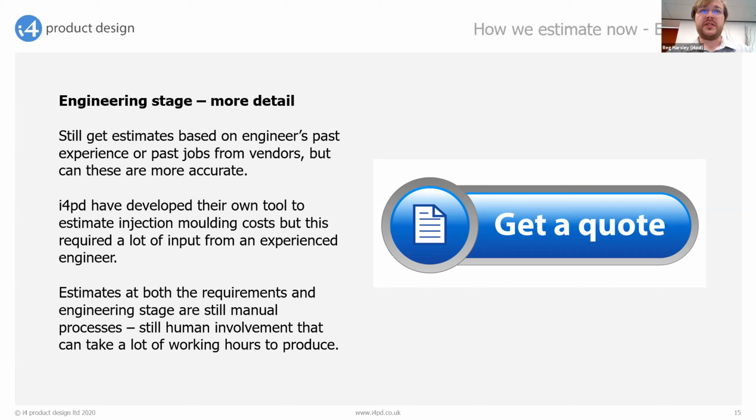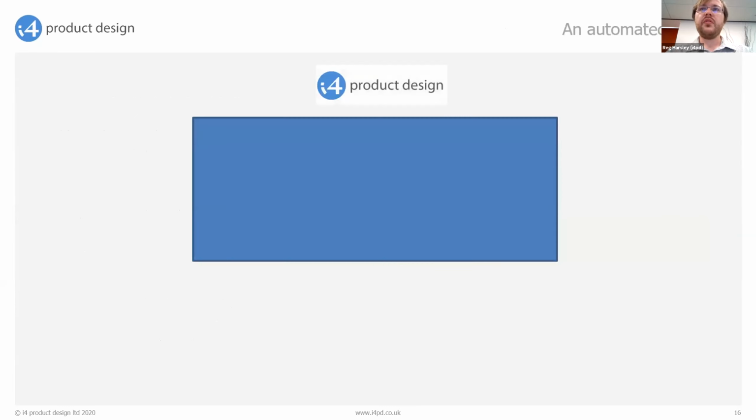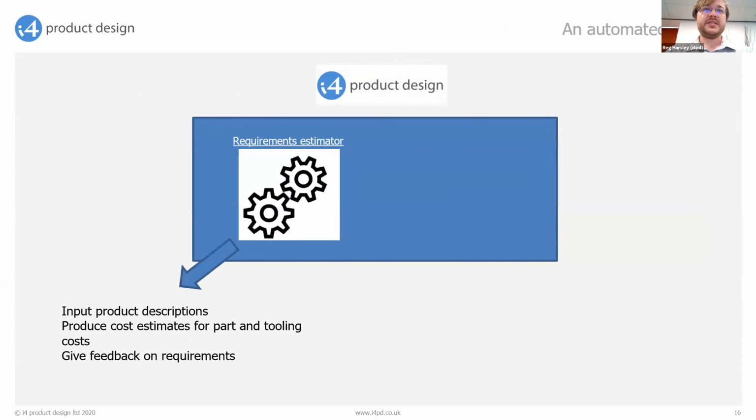In the past, i4 looked at developing their own tool to estimate these costs, but it still takes a lot of input from experienced engineers. So the whole estimation process still takes a lot of experience and a lot of manual processes, so it can take quite a while. So we're looking to see, can we automate this process? We're looking at making automated estimators, and we're using i4 Product Design's experience to guide these estimators.